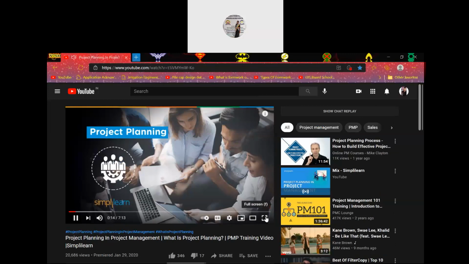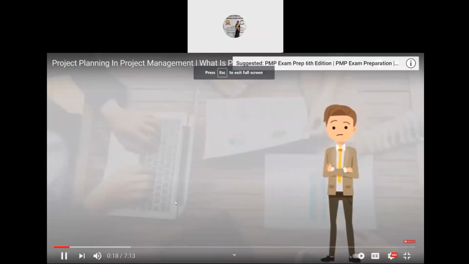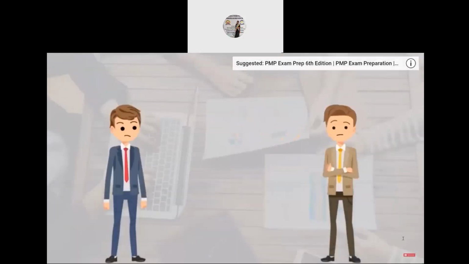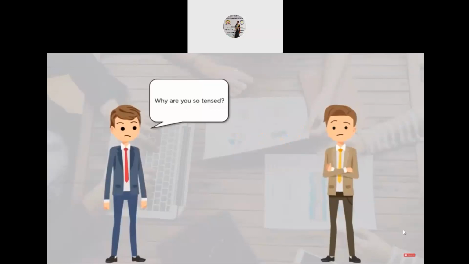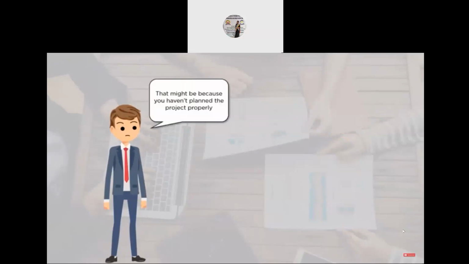But before we begin, let's have a look at an incident. Here's Max, an assistant project manager who looks tense and is pacing around the room. Then Jack, a project manager who works with him, walks into the room and asks him why he seems so tense. To which Max replies he's facing difficulty in estimating the budget. Jack responds, it might be because he is not planning the project properly. Jack reassures Max and begins to tell him about project planning.